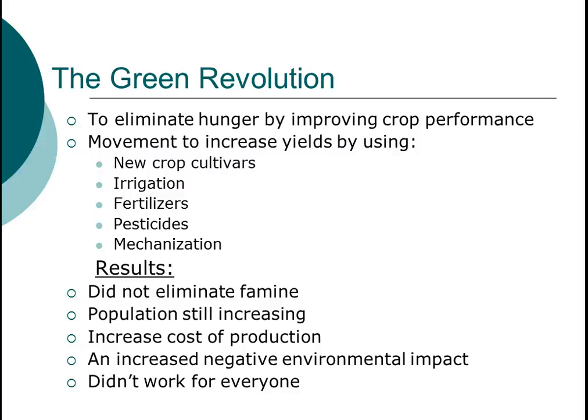Some of these are genetically modified. In the very beginnings, we're going to do more of an artificial selection, but we're going to make plants more drought resistant.